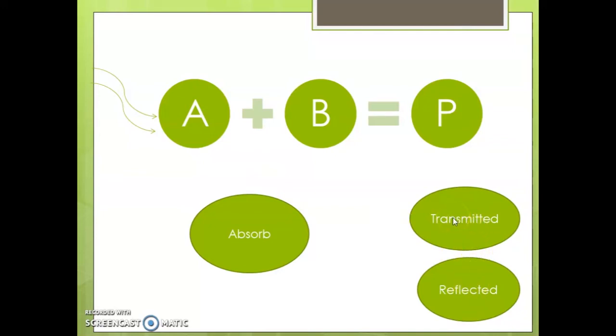Only that part of the light which is absorbed by the reacting molecules is converted into product. Light which is absorbed by a system can bring about a chemical change. When radiation falls on the reacting molecules, some part gets reflected and some part gets transmitted. The transmitted and reflected light are not responsible for the photochemical reaction. Only the absorbed light will cause the photochemical reaction.